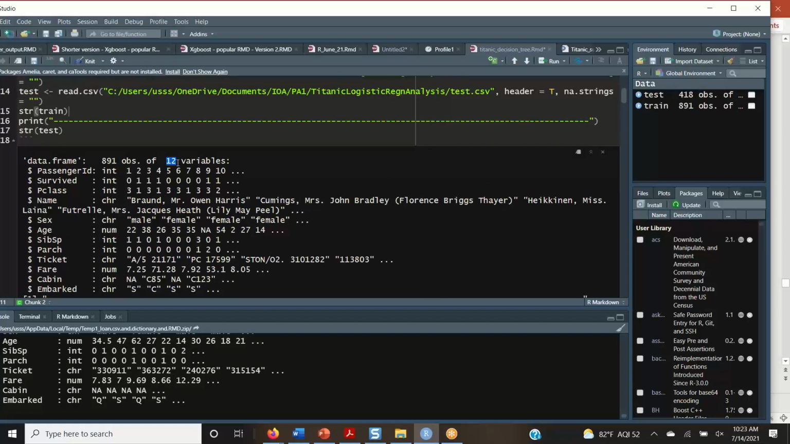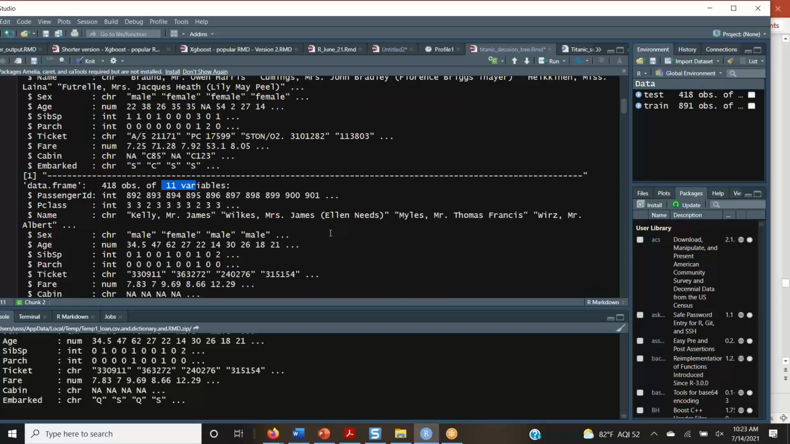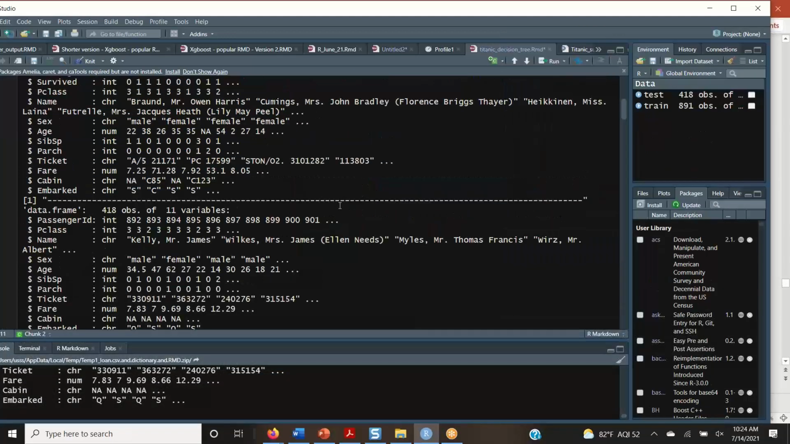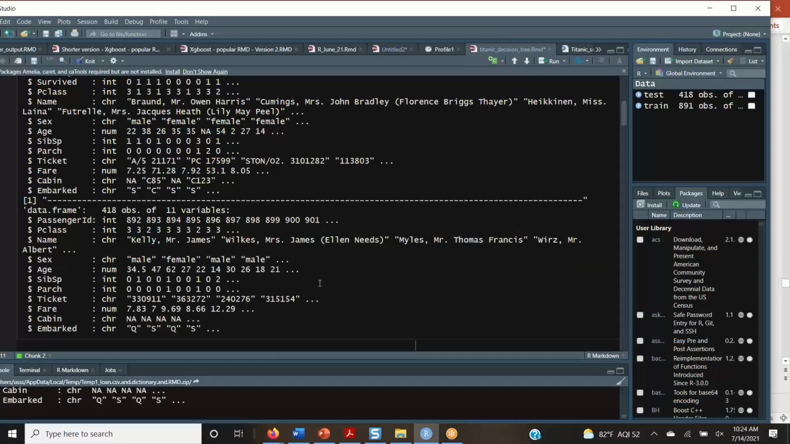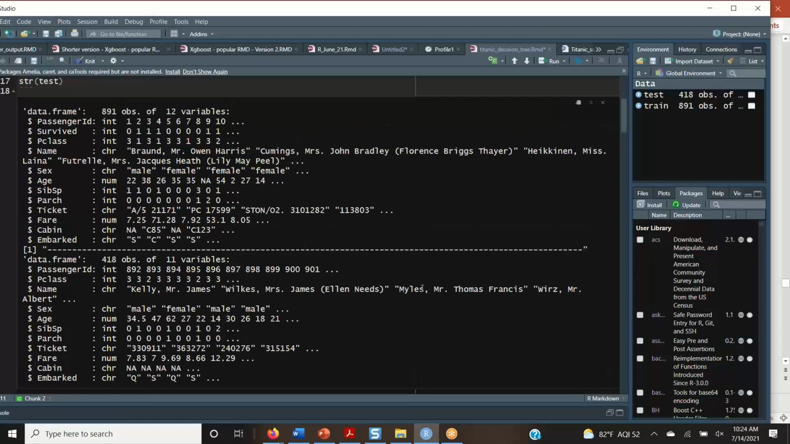The number of variables is different. Training has 12 variables, the test has 11. One of the variables is missing in the test data set. Can you find out what it is, everybody? You can look at it, something is missing. I want to know who is going to give me the answer quickly. What is the variable that is missing in the test data set?